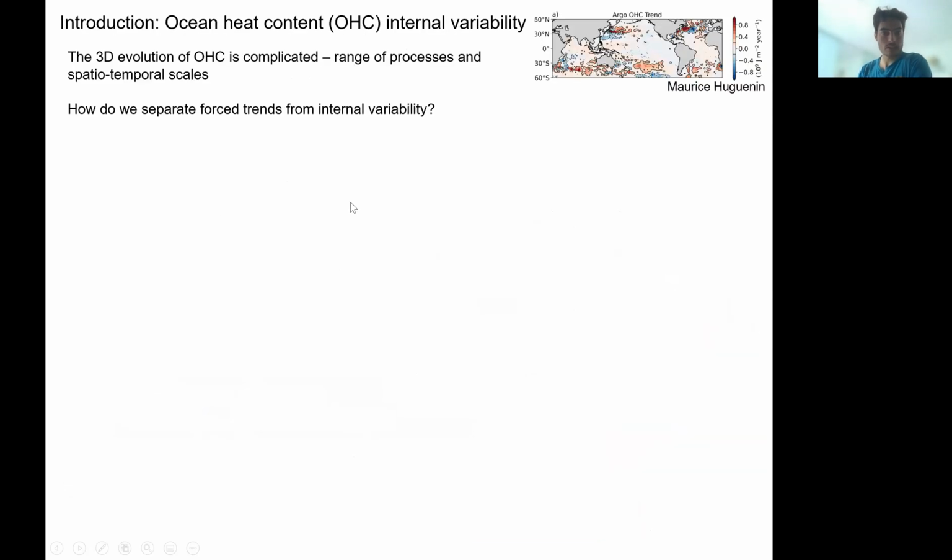By way of introduction, the focus of this talk is on ocean heat content internal variability. We know that the 3D evolution of ocean heat content or ocean temperatures is complicated. There's a whole pile of different processes that influence the heat content at a given location, and lots of different spatial and temporal scales involved. So one key question we're interested in answering is, how do we separate forced trends from internal variability?